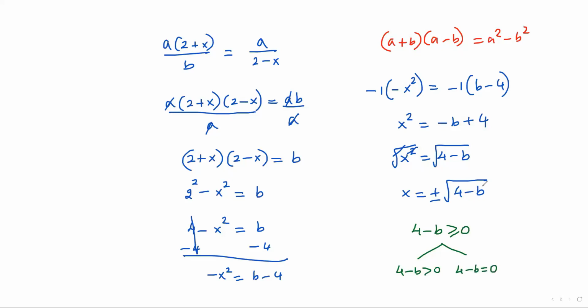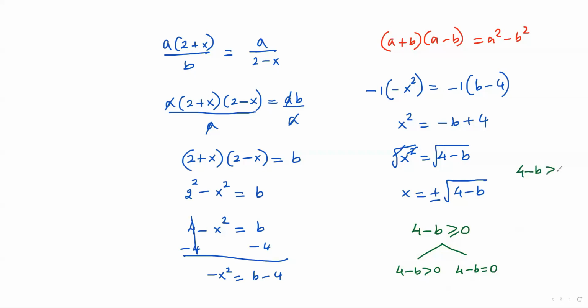What if 4 minus b is equal to 0? We get x is equal to positive or negative square root of 0. The square root of 0 is 0, and the sign doesn't matter for 0, so we get x is equal to 0. When 4 minus b is equal to 0, we get only one real solution for x, that is x equals 0. But according to the question, we must get two solutions for x. So we can reject this option, 4 minus b equal to 0, and consider only 4 minus b greater than 0.